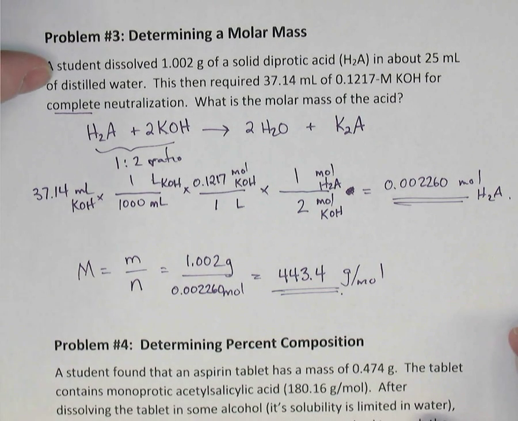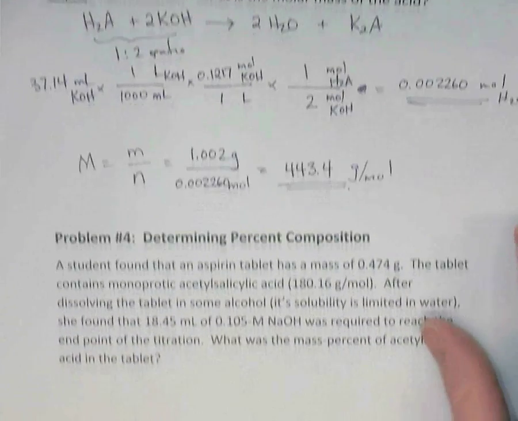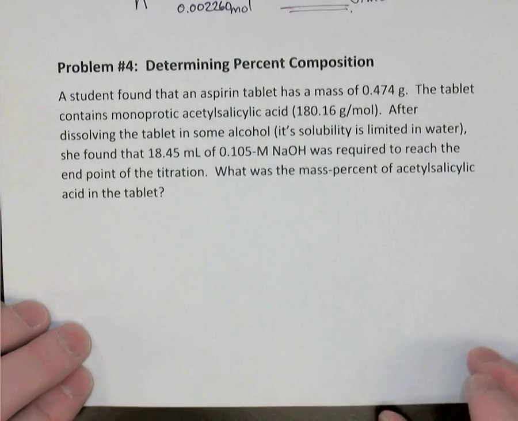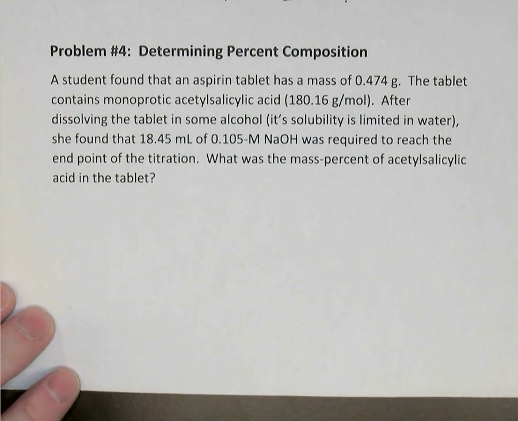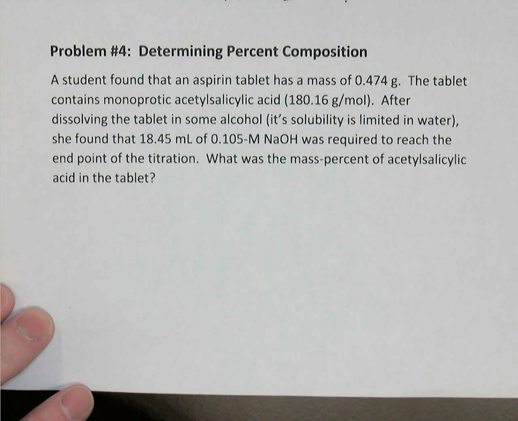Alright, this leads us to the last problem. Again, I encourage you to pause the video and try the problem yourself. A student found that an aspirin tablet has a mass of 0.474 grams. The tablet, we know, contains not just aspirin, it has filler material like starch and things. The tablet contains monoprotic acetyl salicylic acid, ASA. That's the commonly known aspirin ingredient.